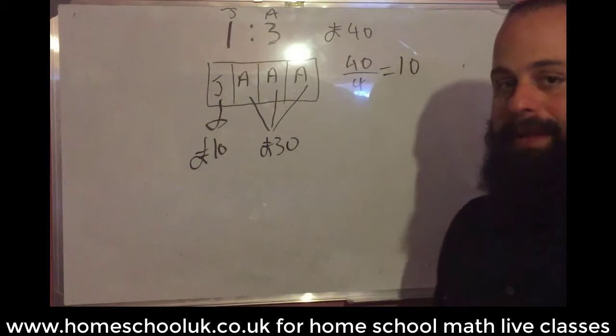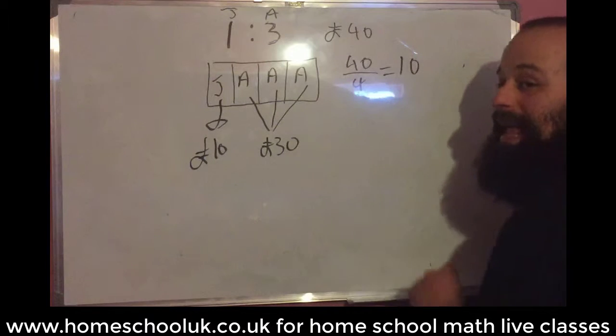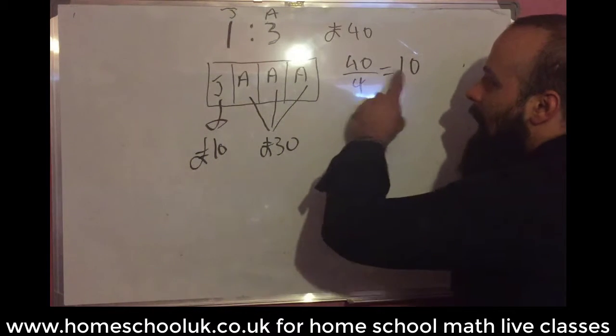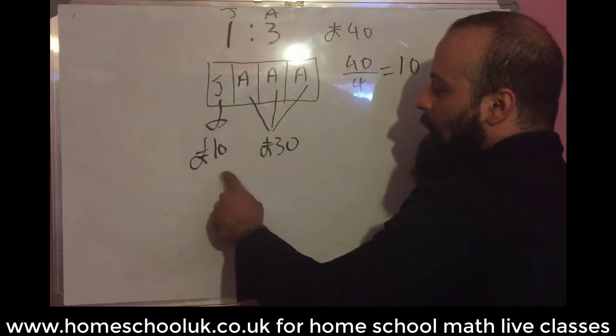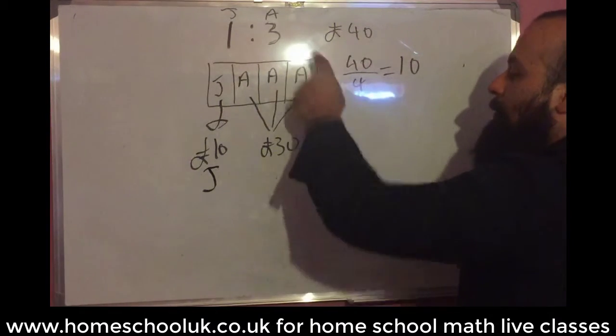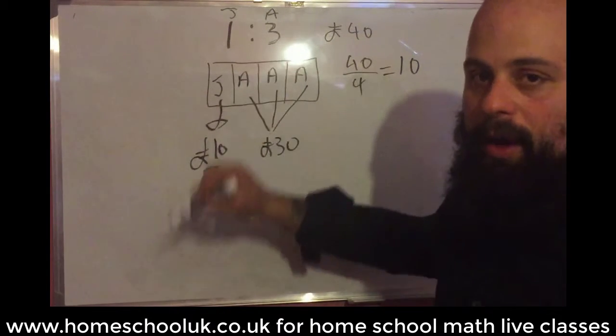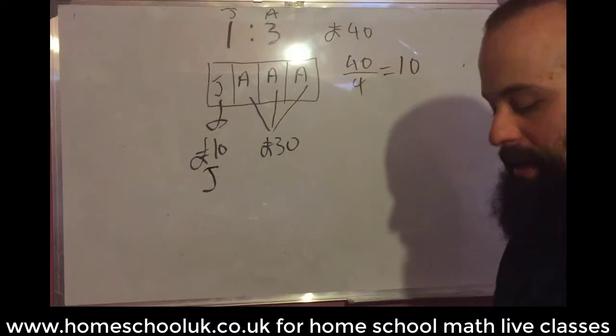So a quick mathematical way of doing this, you do the 40 divided by the number of parts, 10, and then you do 10 times by 1, 10, so that's how much Jake gets. 10 times by 3, 30. So realistically in the exam you would not draw this out, I just want to visually explain it to you.